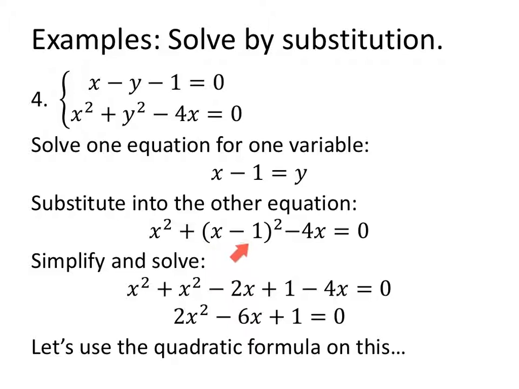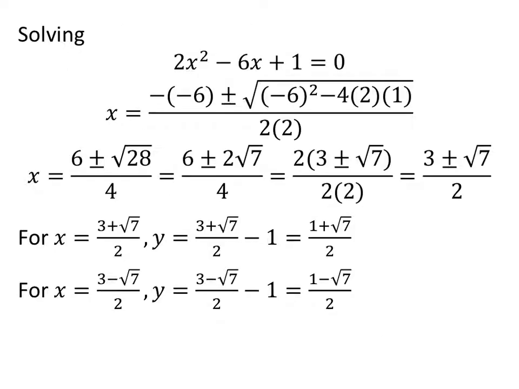But I'm going to multiply this out. X minus 1 all squared is x squared minus 2x plus 1. And when I combine like terms, I'll have 2x squared minus 6x plus 1 equals 0. And I can't factor that, so we're going to use the quadratic formula. Using the quadratic formula, I'm not going to go into too much detail. You can see negative b plus or minus the square root of b squared minus 4ac all over 2a. And the inside, this is 36 minus 8. 36 minus 8 is 28.